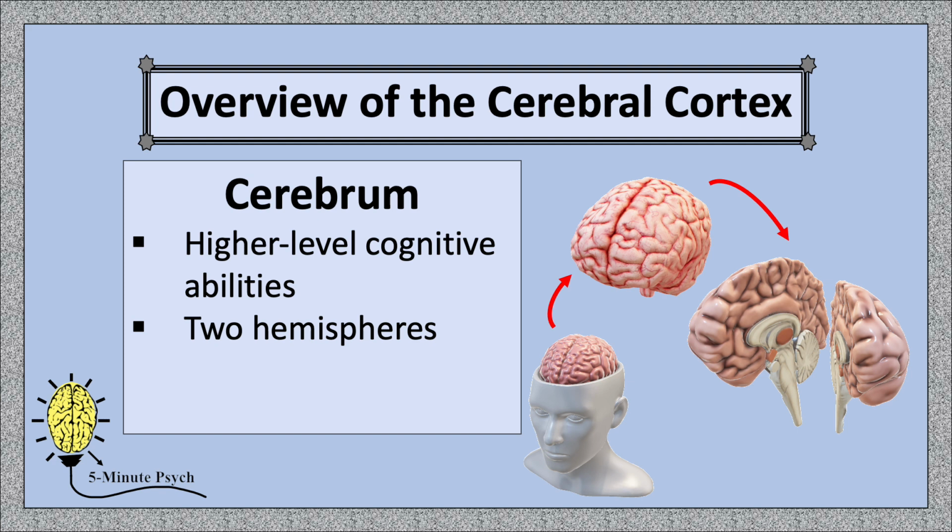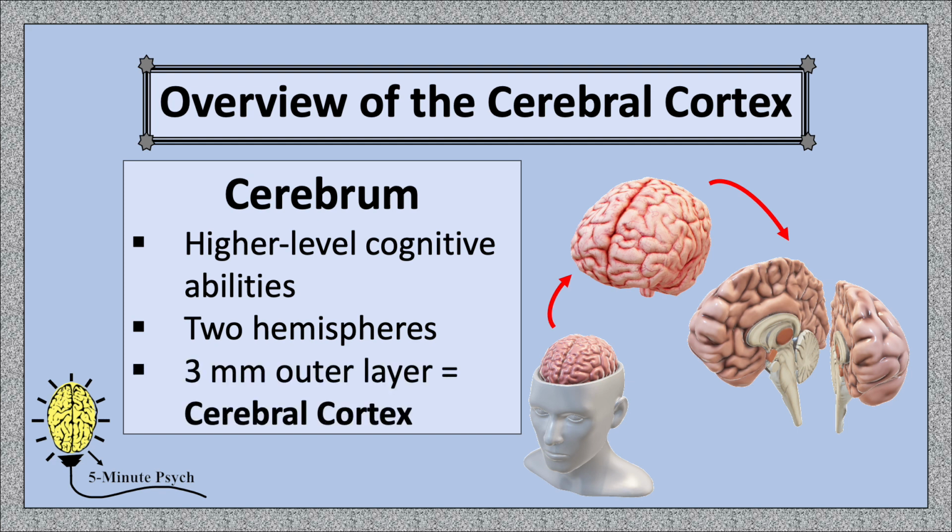The cerebral cortex is the thin 3-millimeter outer layer of the cerebrum. It's made up primarily of cell bodies, 6 layers of cell bodies to be precise, but because these cell bodies are gray in color, the cerebral cortex is also known as the gray matter.